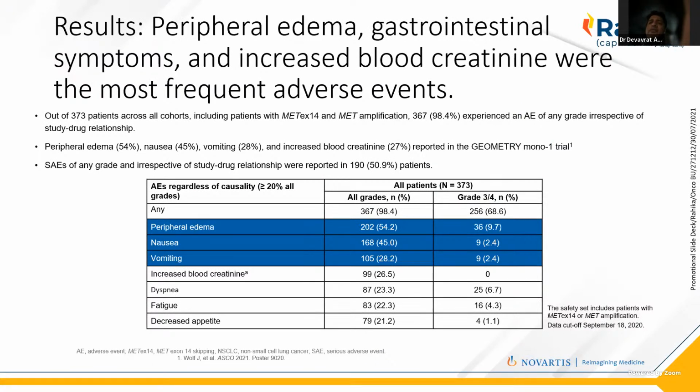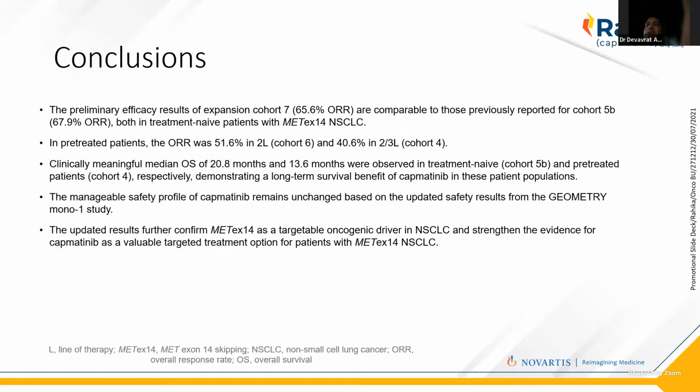So clinically meaningful median overall survival at 20.8 months for the treatment-naive population and 13.6 months for the pre-treated population. Next slide. And when you look at adverse events, most of the adverse events were mild. They were predominantly peripheral edema, GI symptoms, and increased blood creatinine. They were the most frequent adverse events, but serious adverse events were fairly limited. Next slide, please. And it does appear to be a fairly well-tolerated drug.